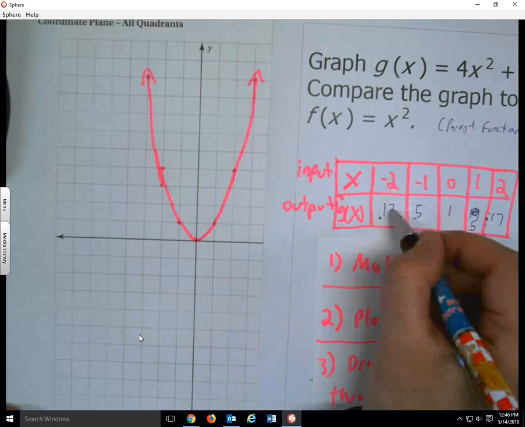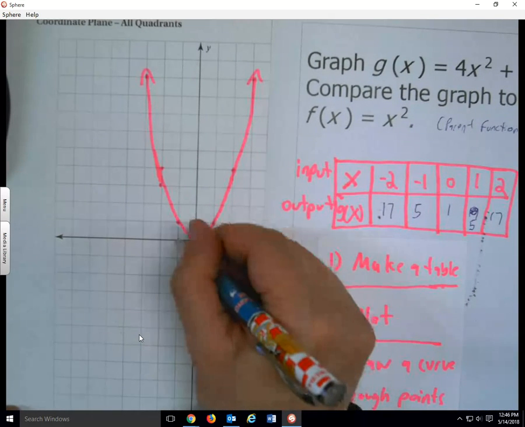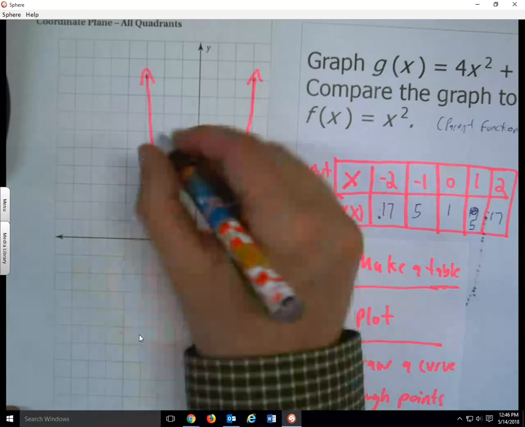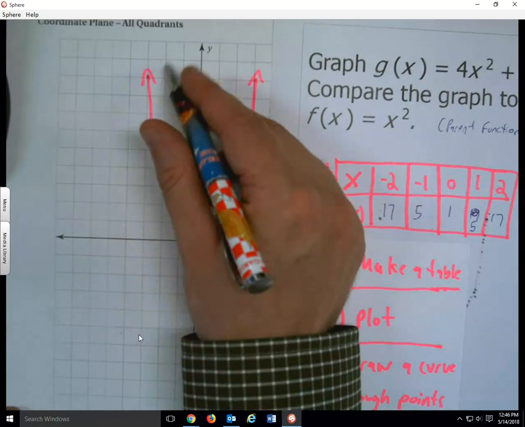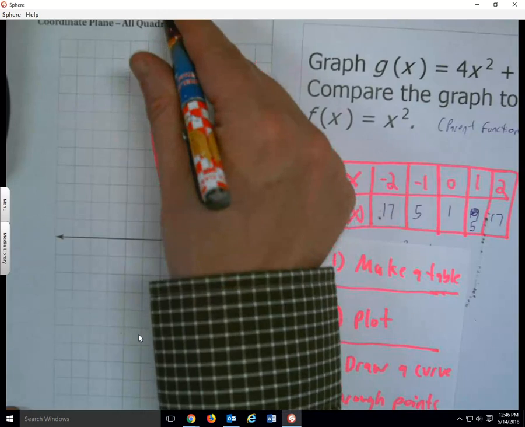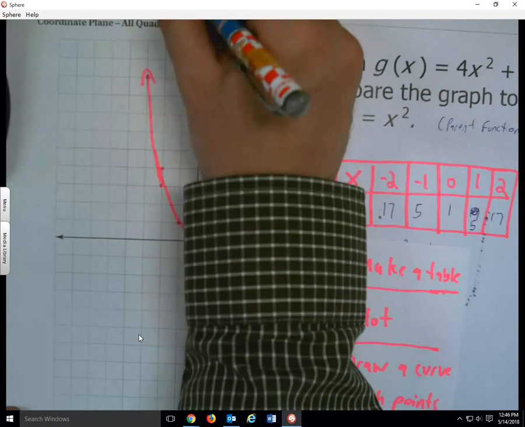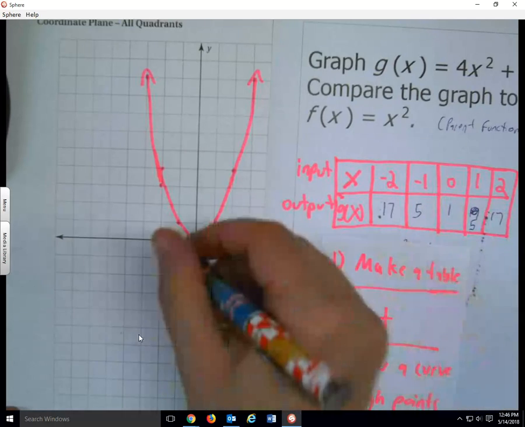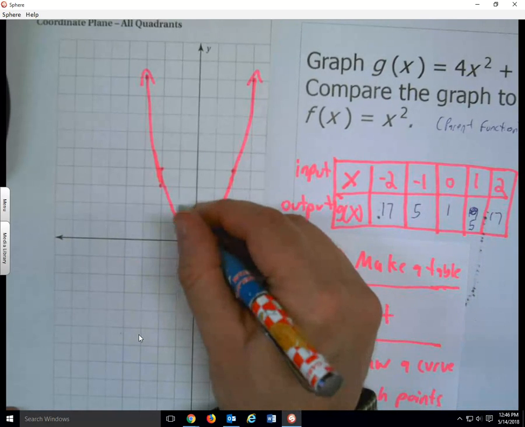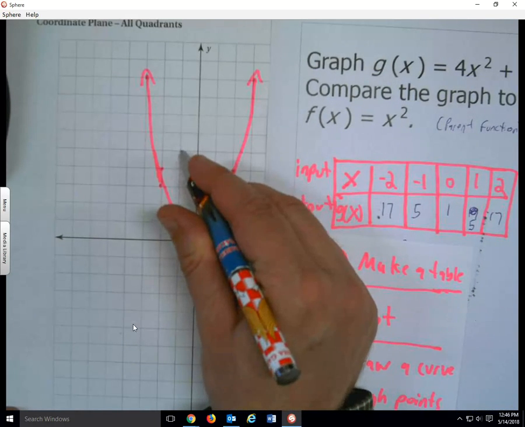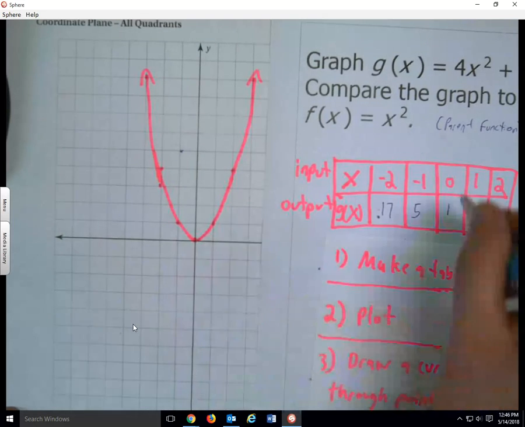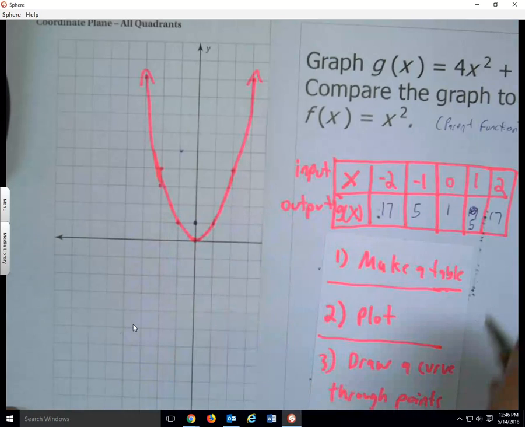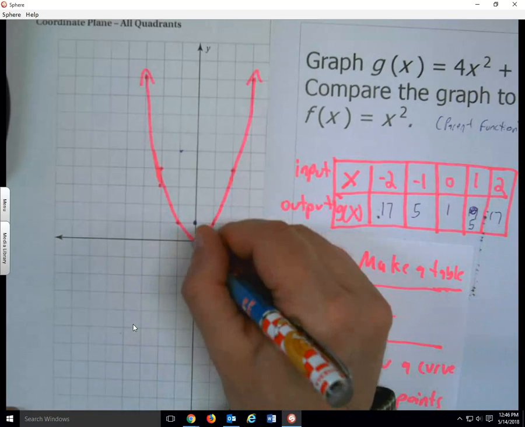If x is negative 2, y is 17. 1, 2, 3, 4, 5, 6, 7, 8, 9, 10, 11, 12, 13, 14, 15, 16. Oh man, this isn't quite fit. That's okay. If x is negative 1, y is 5. 1, 2, 3, 4, 5. If x is 0, y is 1.